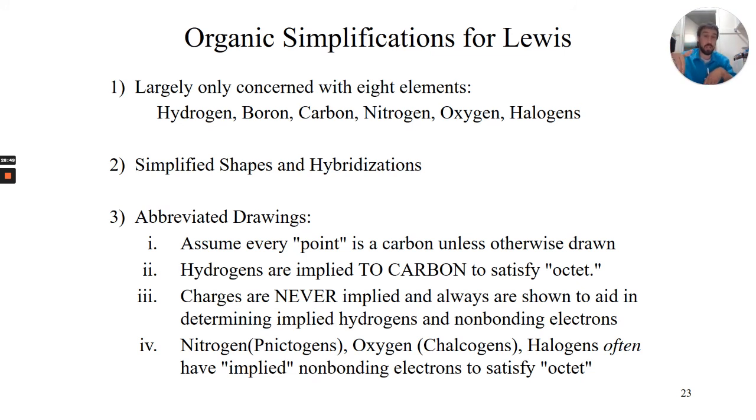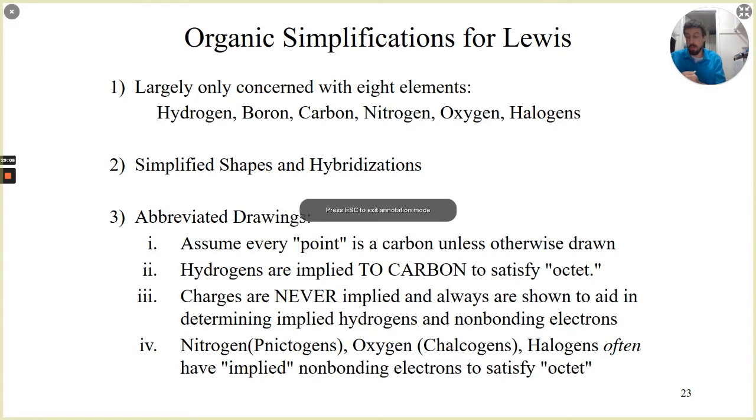When we get to our drawings, those abbreviated drawings, we're going to start to see some patterns come out. If you're going to draw a large structure, say with a bunch of carbons in it, it's going to suck to draw all those C's. Okay? So that means we simplify our drawings. Every point is a carbon. Okay? So let's look at a quick example.